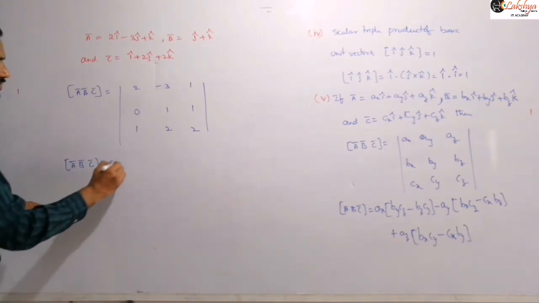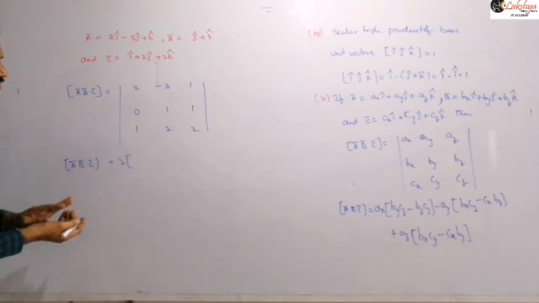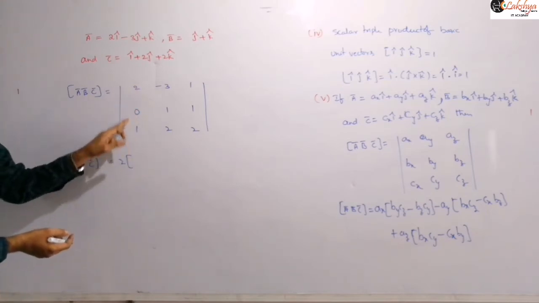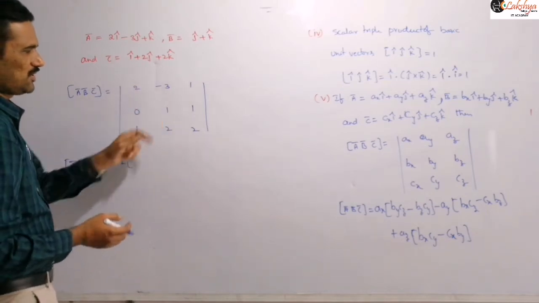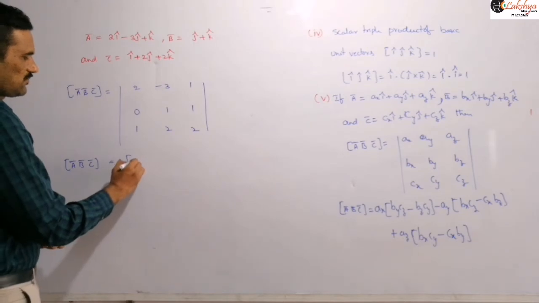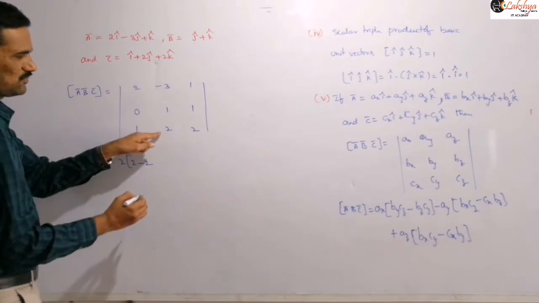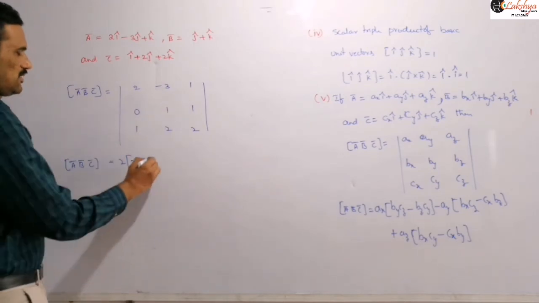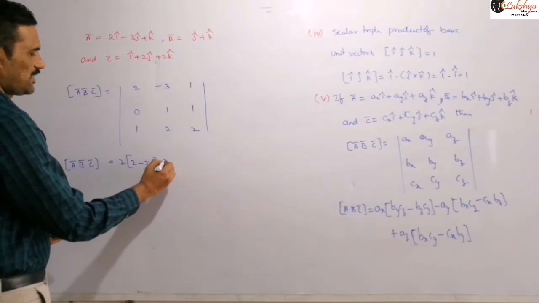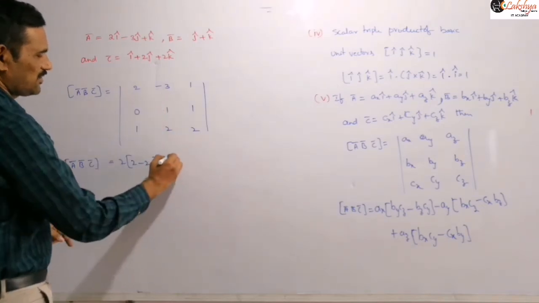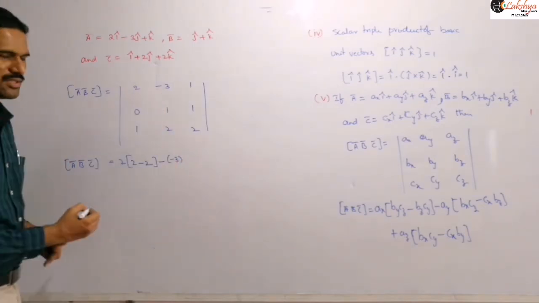So let us simplify this term. 2 into, that means the i cap term here. 2 into, we need to neglect this column and this row. We need to multiply these two. So this is 2 minus 2, right? Next, minus of this j cap we need to write, that is nothing but again minus 3 there, right?